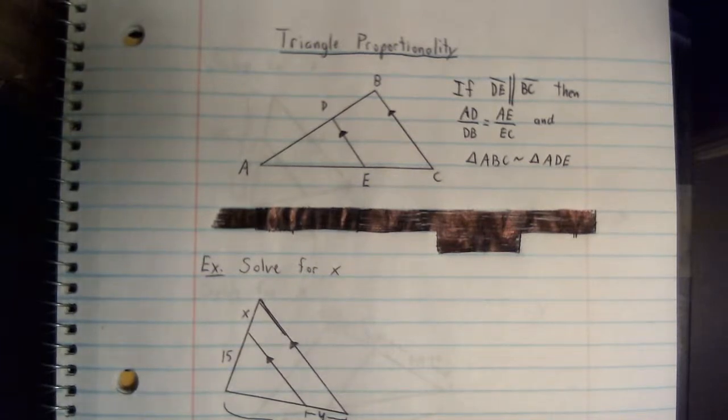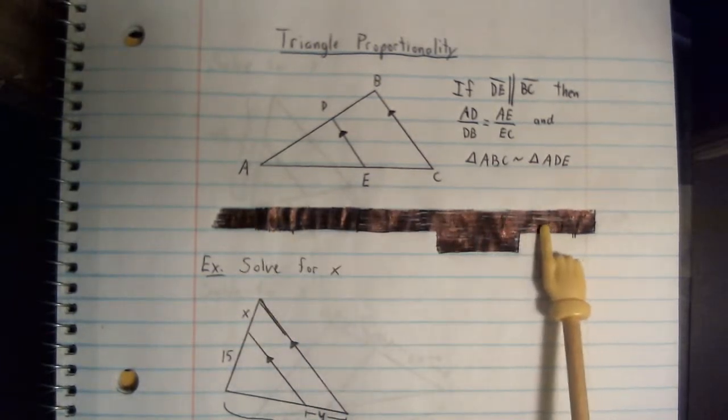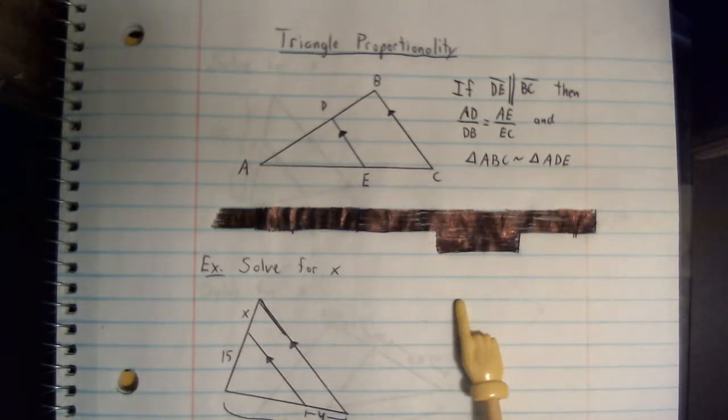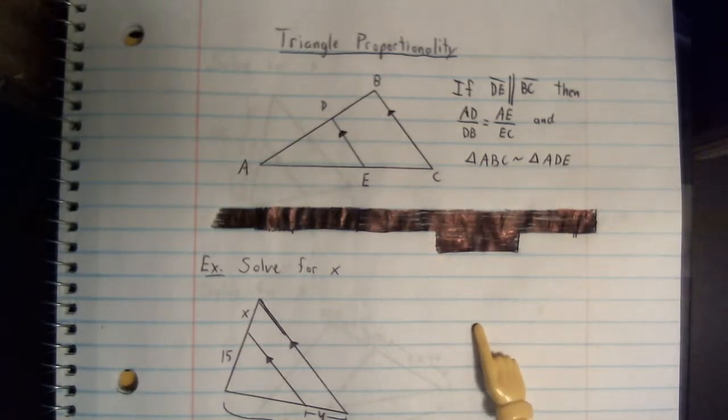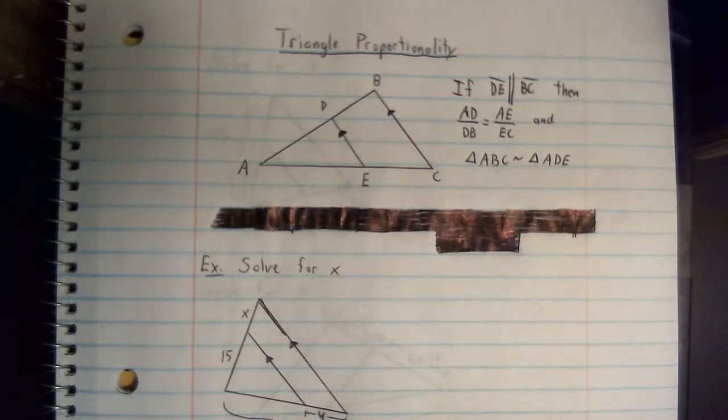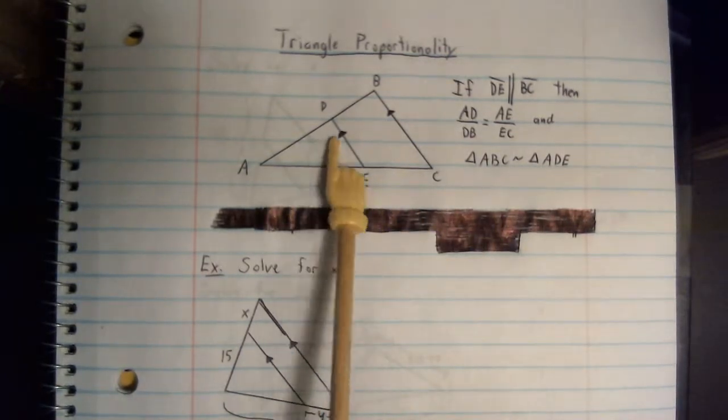Real quick before I even start, I'm just going to apologize for this scribble right here. It's because this is like the fourth time that I wrote this and I wrote it wrong all four times. So instead of rewriting the entire page again, I just scribbled it out. So, anyways, here we go, triangle proportionality theorem.